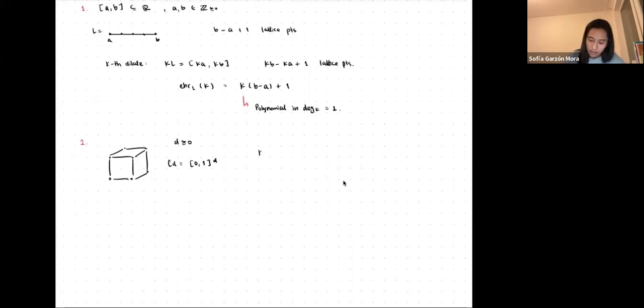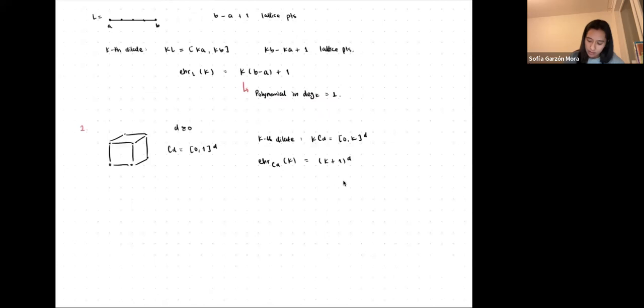Okay, so let's start with the kth dilate. The kth dilate is 0 to K to the D, right? So our Ehrhart counting function is, well, how many points do I have? If it's from 0 to 1, I have 2 times 2 times 2, right? But if I go higher and I take K, this is K plus 1 to the D, right?